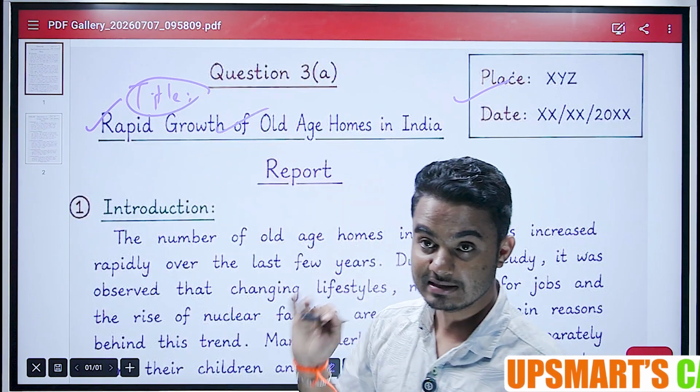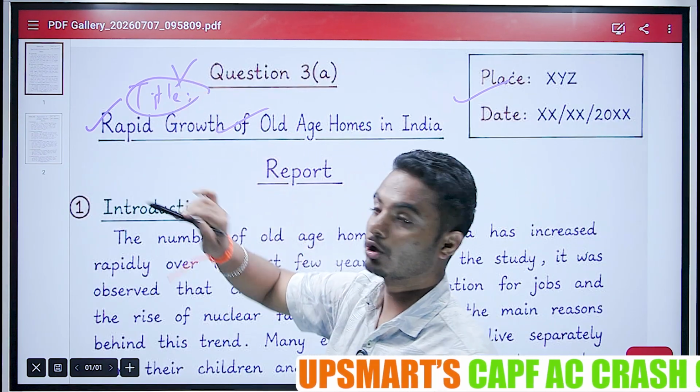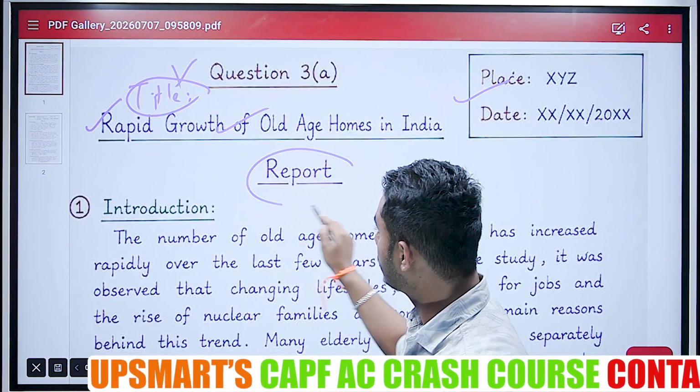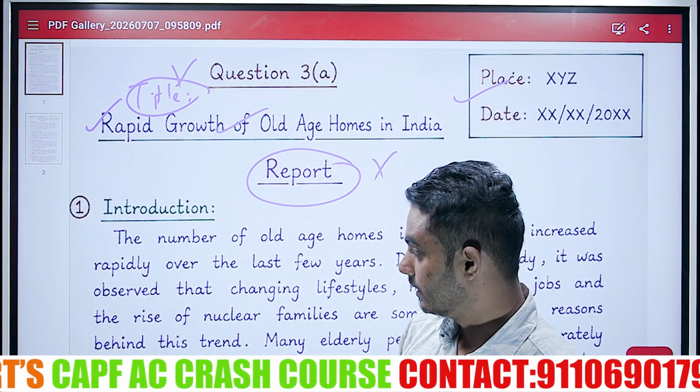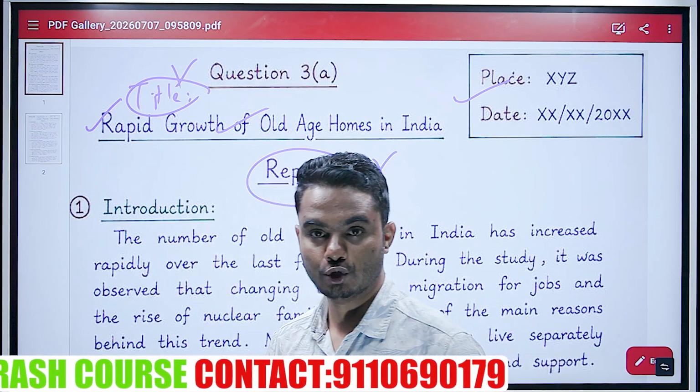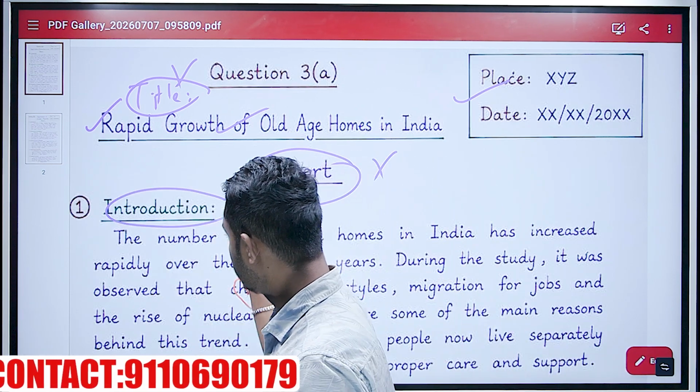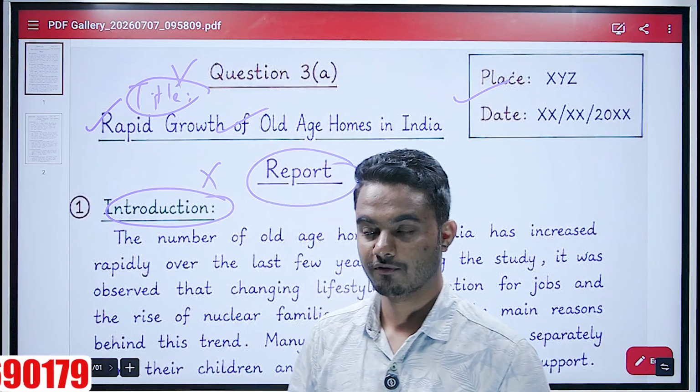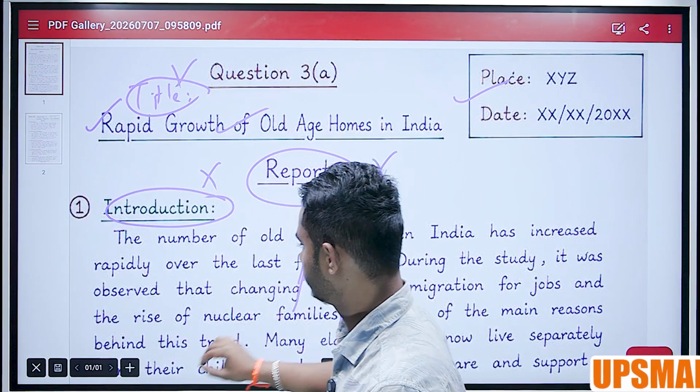Just write the heading, that is accepted. Title word is not accepted. And I told you, report word is not accepted. Next thing, you have to give the introduction, but don't mention it as introduction. Fine with that?